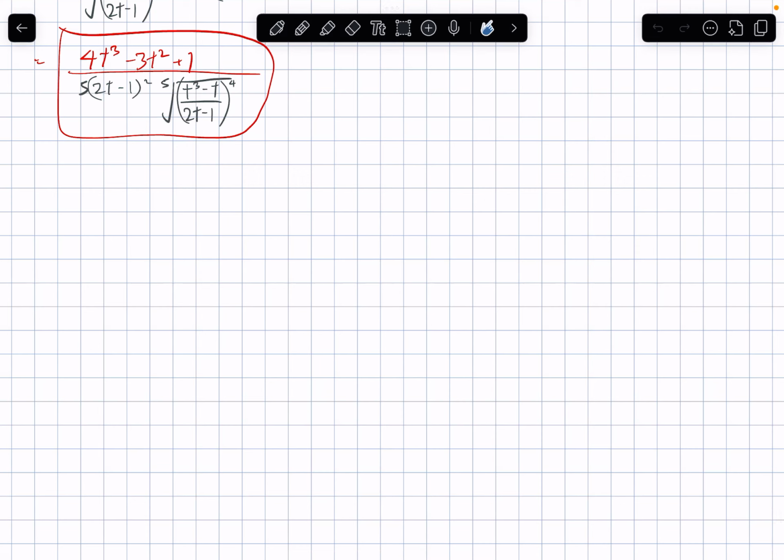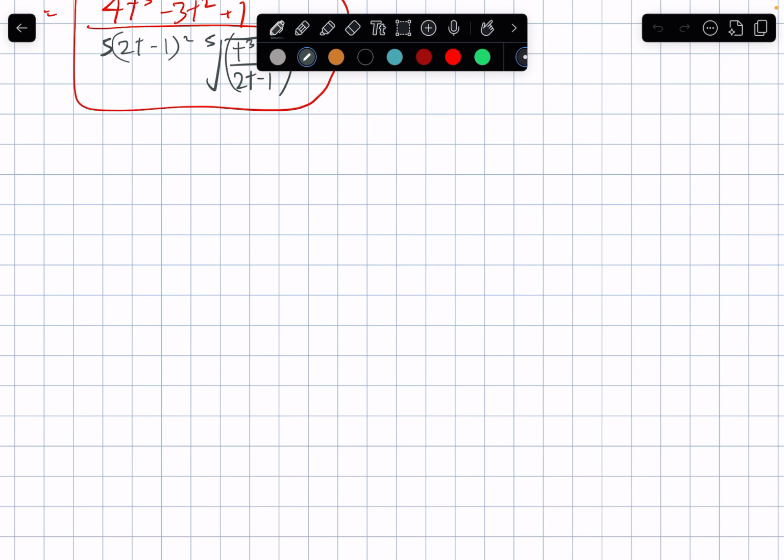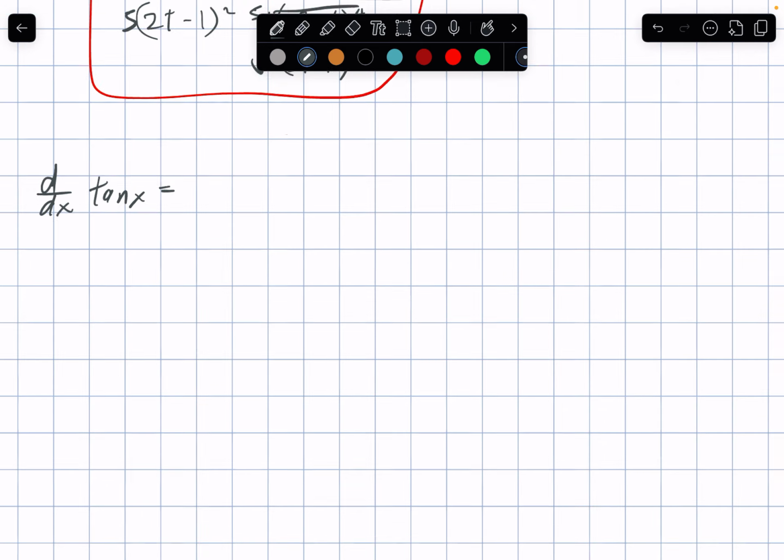Okay, continuing, we'll be solving derivatives. We'll be finding derivatives of trigonometric functions. So let's get to the practice questions already. So we want to find the derivative of tangent x.